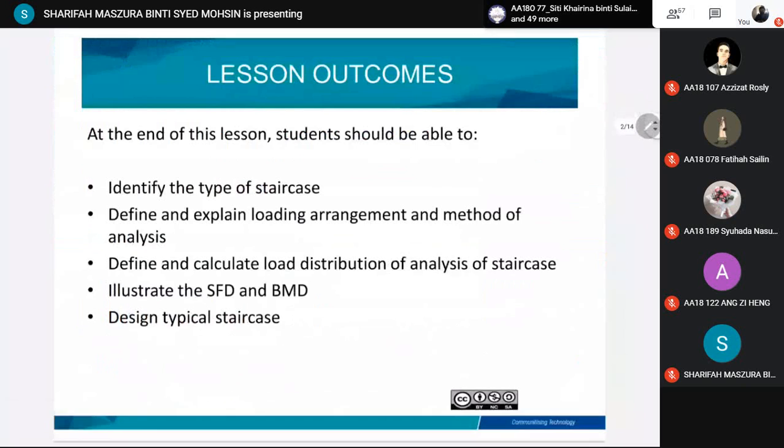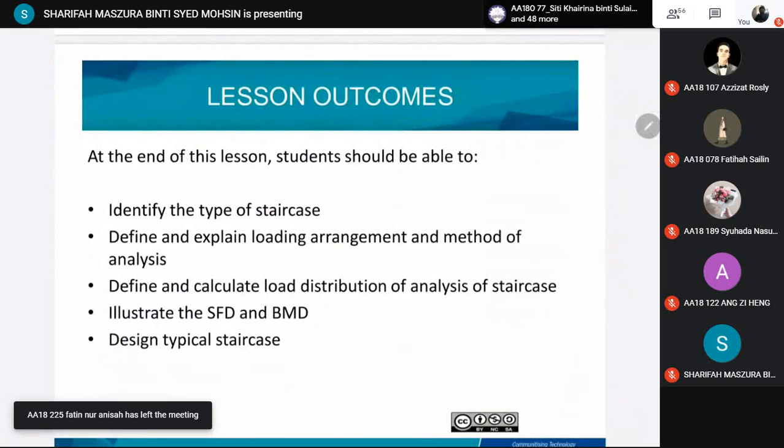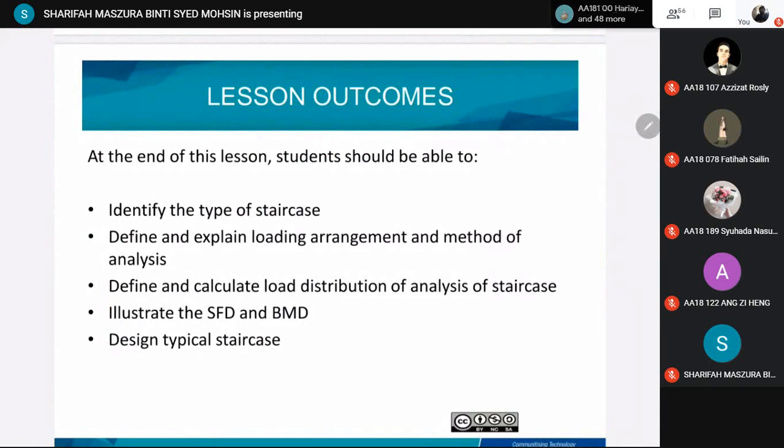Okay. So basically, at the end of our lesson, you should be able to identify types of staircase, define and explain loading arrangement and method of analysis, and do loading calculation and analysis to calculate the moment and shear force of the staircase. Draw shear force and moment diagrams and design the staircase.